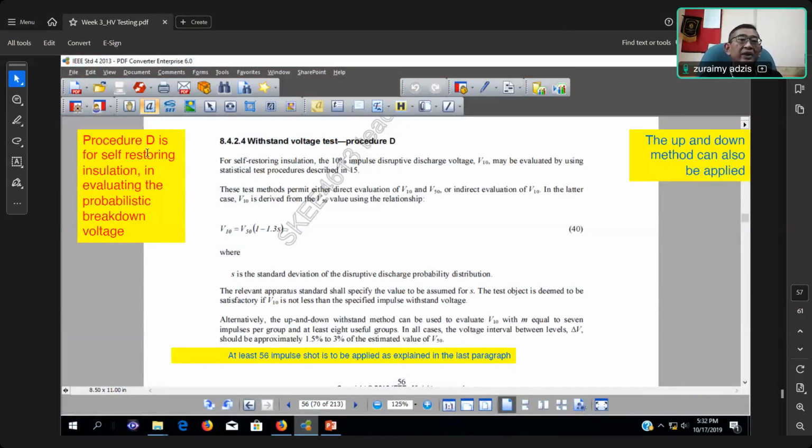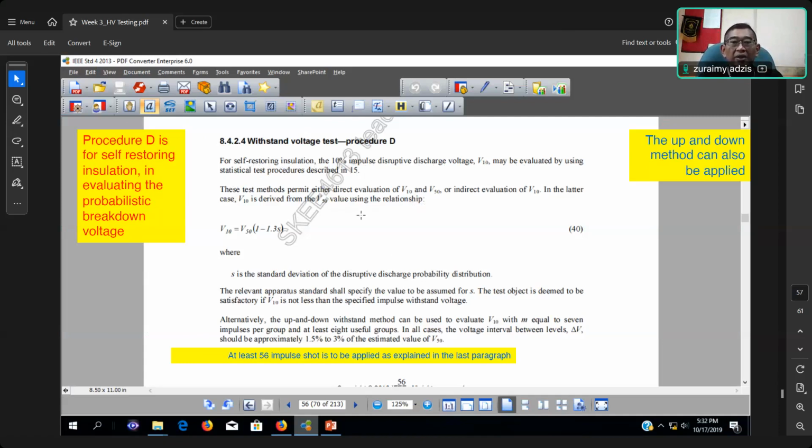Procedure D is for self-restoring insulation, evaluating the probabilistic breakdown voltage. Which means the up and down method can also be applied here. Remember last time, with withstand voltage, the up and down method, you raise the voltage. For self-restoring insulation, the 10% impulse disruptive discharge voltage V10 may be evaluated using the statistical test analysis procedures described in section 15. So on procedure D, you have to refer to section 15.